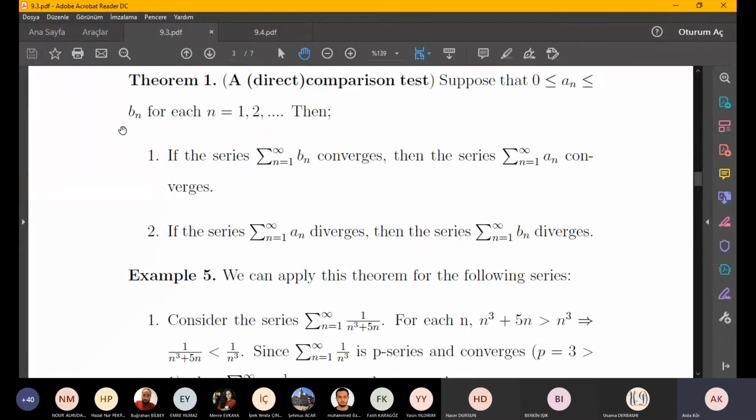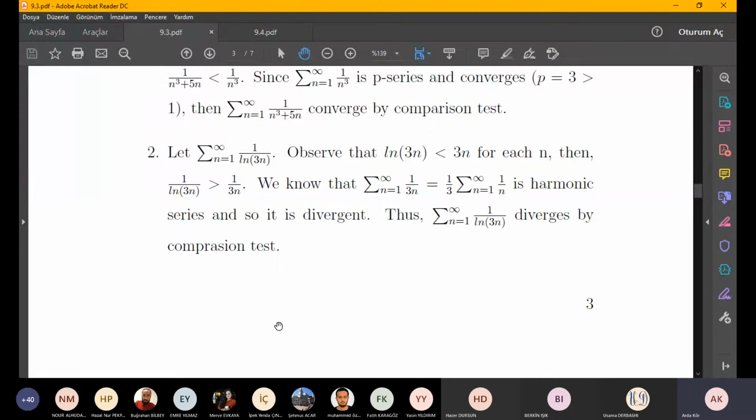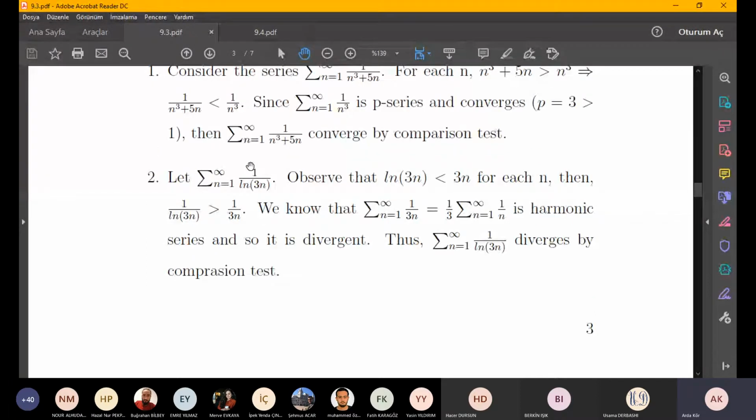We already gave the first example, so I will continue with the second one and the third one for the direct comparison test. Here we will try to find if the sum of 1 over ln 3n from n equals 1 to infinity is divergent or convergent. Again, since in the denominator you have the ln function, you know that it is positively defined. So you can apply one of the tests that you have seen until now. Here we will use the direct comparison test for that positively defined series.